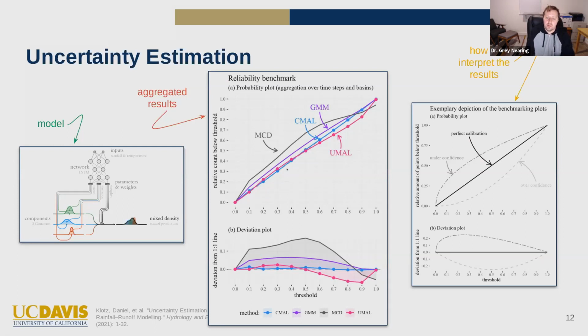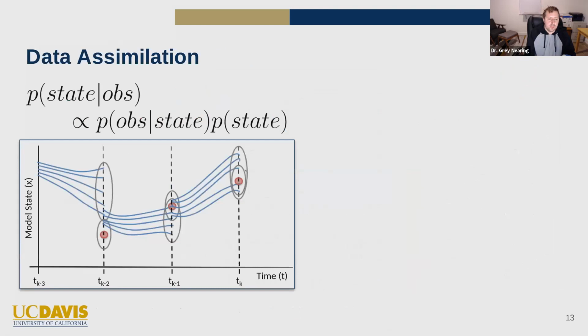So here's our benchmark of a few different methods for quantifying uncertainty. And one of these, a countable mixture of asymmetric Laplacian distributions at the output of our kernel density function, gives, aggregated over the 531 basins and all of the test period, a statistically perfect quantile representation of uncertainty. We can go more into that if we want, but the point is it's possible to do it.